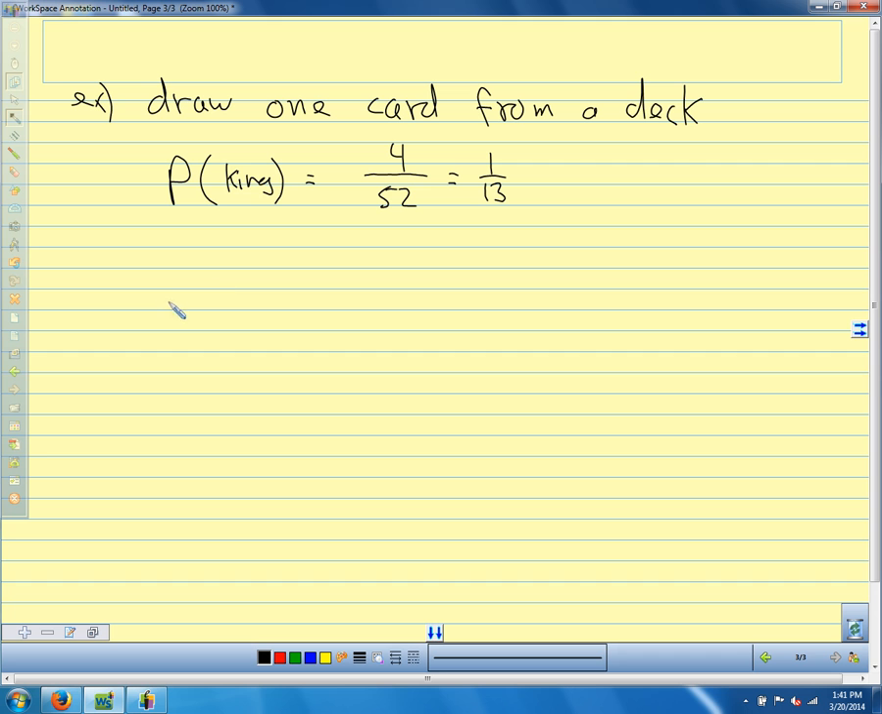How about the probability of drawing a club if we draw one card? So our total number of possible outcomes is still 52 cards. How many clubs are there? 13. The deck is divided into 4 suits, so there are 13 of them. And when we reduce that, 13 out of 52 is 1 in 4. 1/4 of the cards are clubs. So those are a couple pretty easy probabilities.